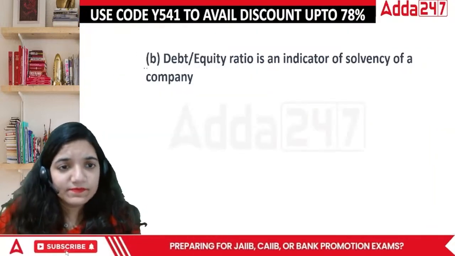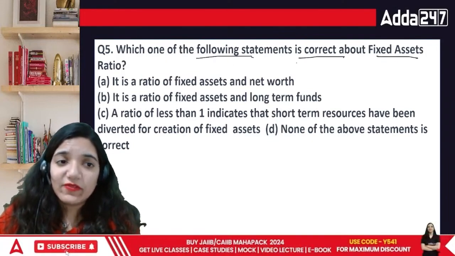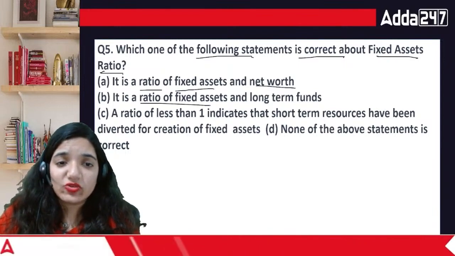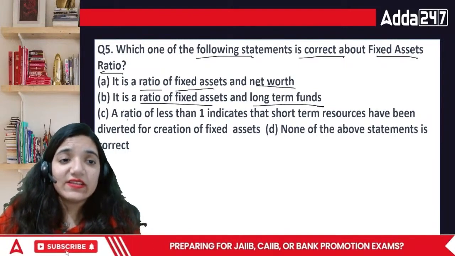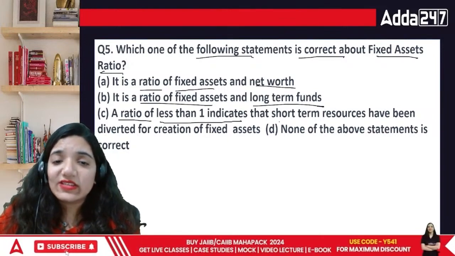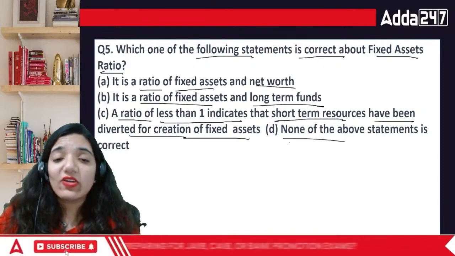It's B. Given? Which one of the following statements is correct about fixed assets ratio, everyone? It is ratio of fixed assets and net worth. It is a ratio of fixed assets and long-term funds. A ratio of less than one indicates short-term resources have been diverted for creation of assets. Or none of the above.